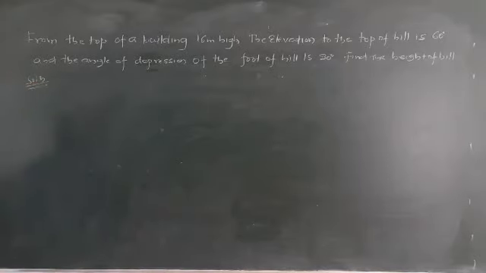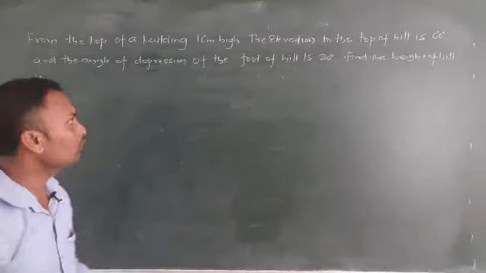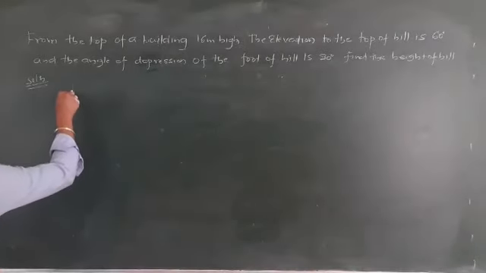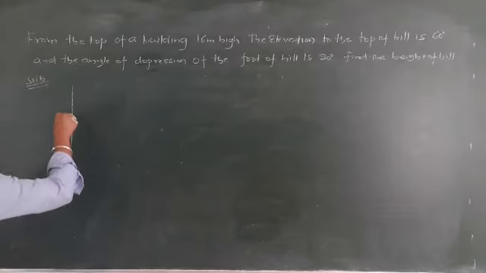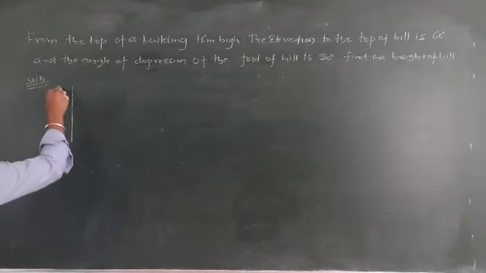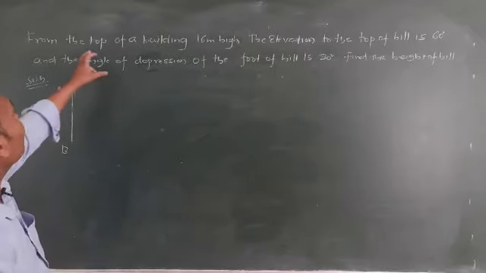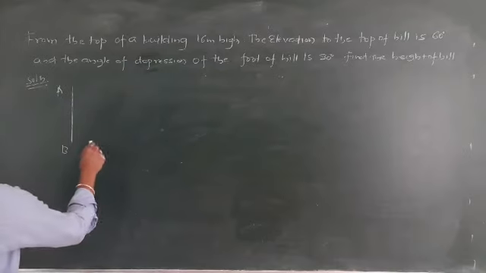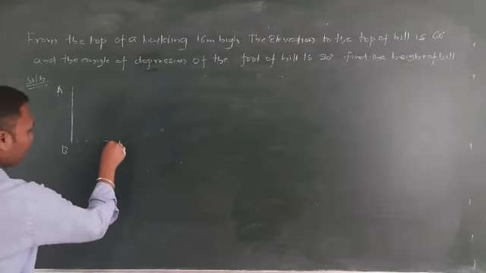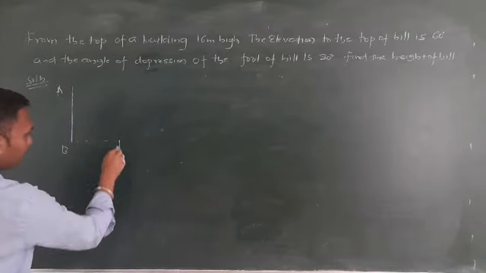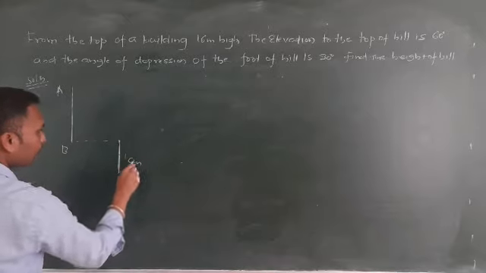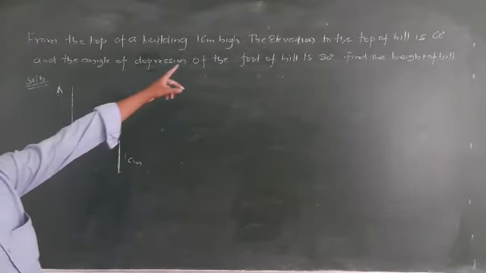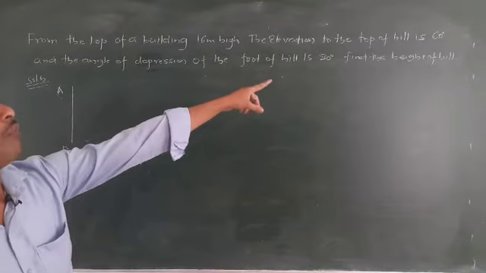Very first of all we need to draw the figure here. First of all we need to draw one hill. Let me take, this is one hill. So it is A and this is B. Again what we have here? One 16 meter high building. So I'll take here one building, and this is the 16 meter high building. The elevation to the top of the hill.